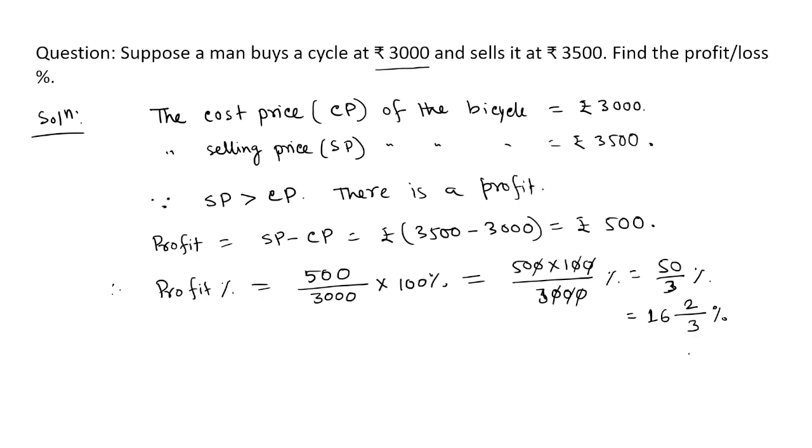So, the meaning of this is that if the cost price becomes 100 rupees, then I get a profit of 16 rupees and 2 by 3 rupees extra. Okay. So, that is the case of profit percent, but the actual profit is 500. Okay. So, this is how we solve problems. Now, let me consider another problem.